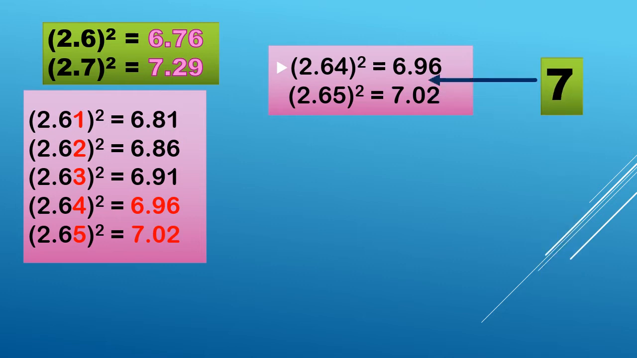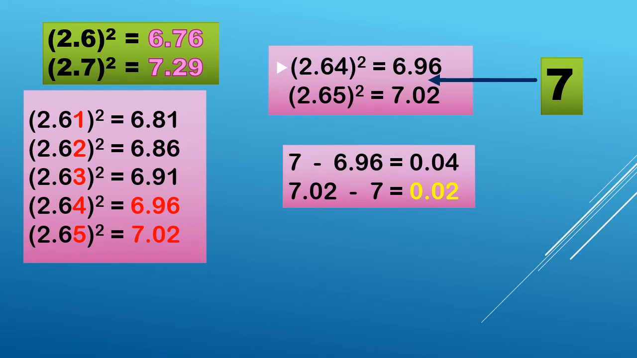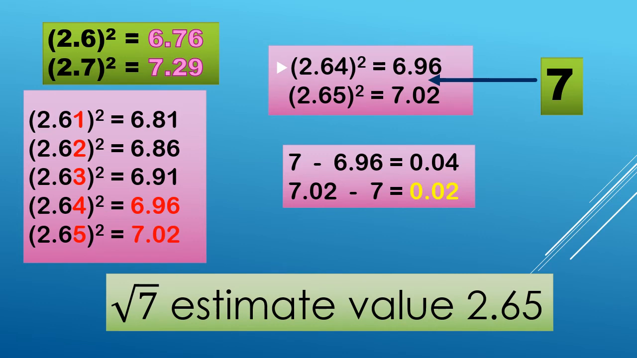So, which number is closest to 7? Is it 6.96 or 7.02? If you cannot guess or cannot solve easily, you can subtract. 7 minus 6.96 is equal to 0.04, and 7.02 minus 7 is 0.02. So which one is closest to 7? The number closest to 7 is, of course, 7.02. Therefore, the square root of 7, its estimated value, is 2.65.